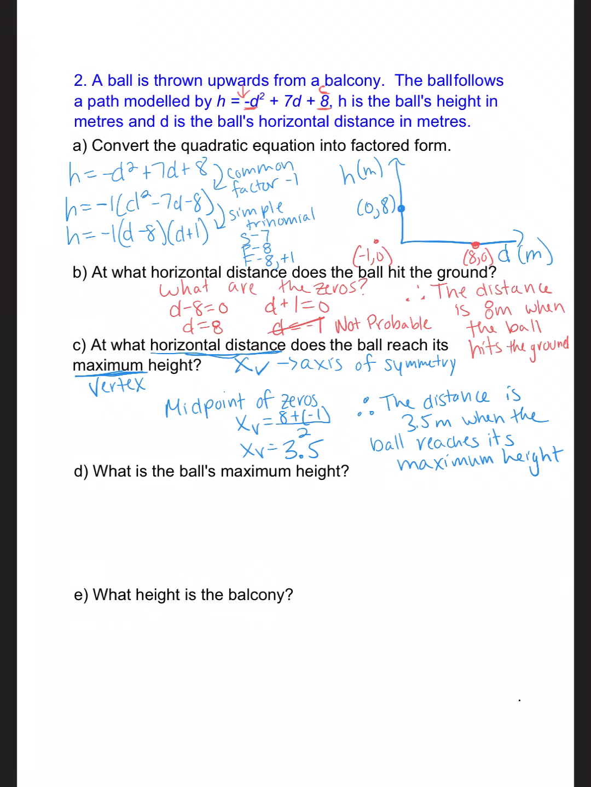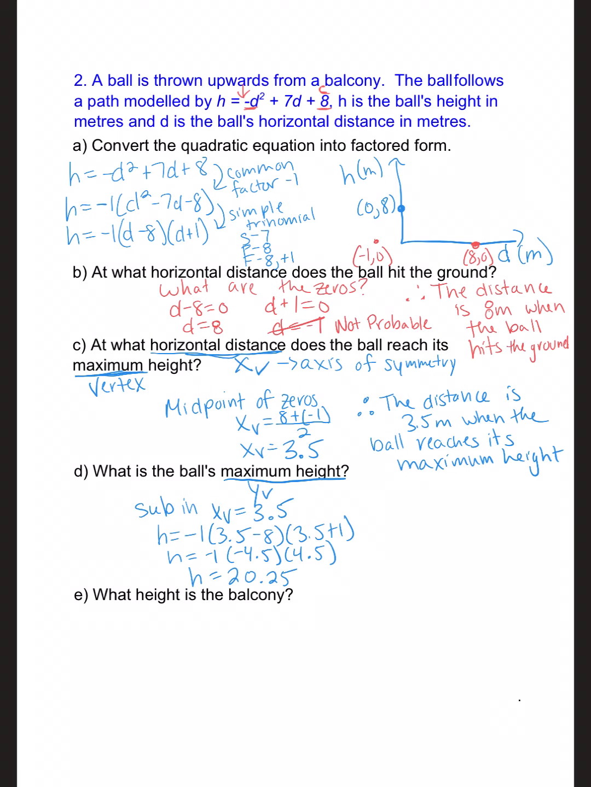So what is the ball's maximum height? So this part is the y value of our vertex. So we're going to sub in the x value we just found, which is 3.5. I'm going to sub it into my factored form because it's just easier to work with. So we'll have (3.5 - 8)(3.5 + 1). So this will be -4.5 times a positive 4.5. So when we multiply all those, we're going to get a height of 20.25.